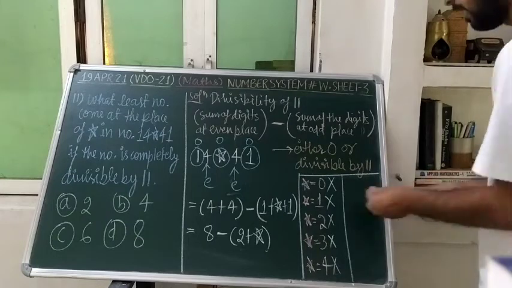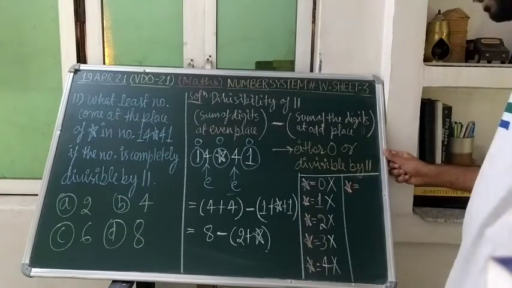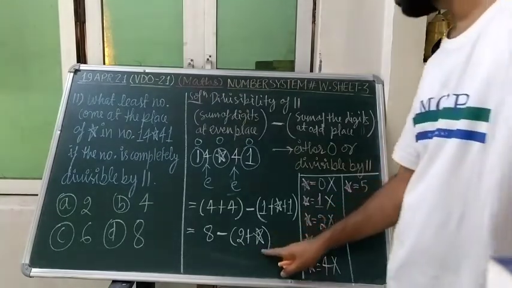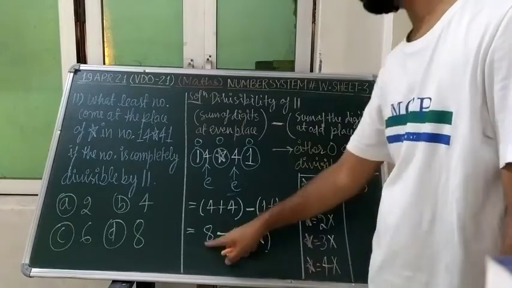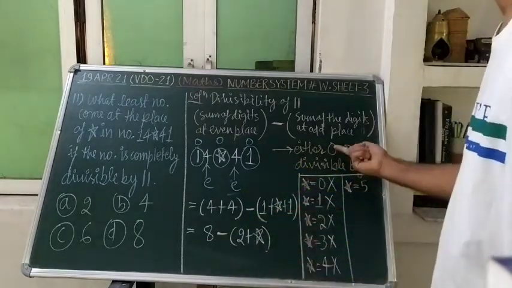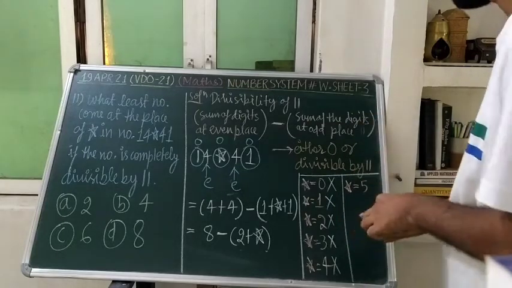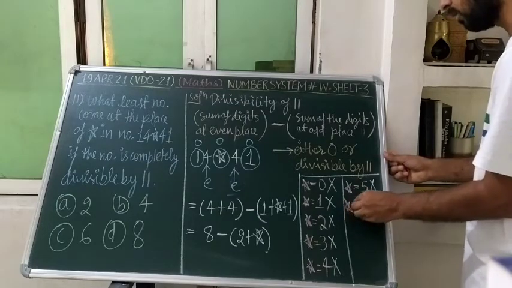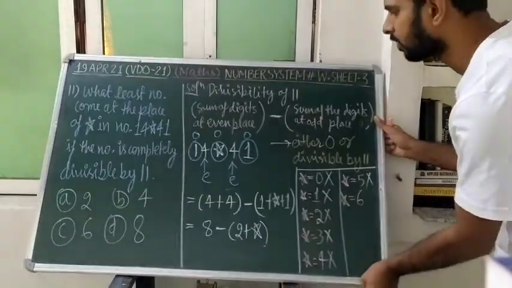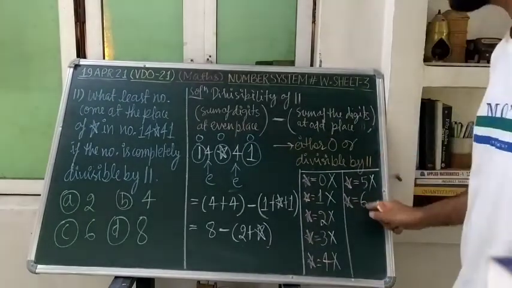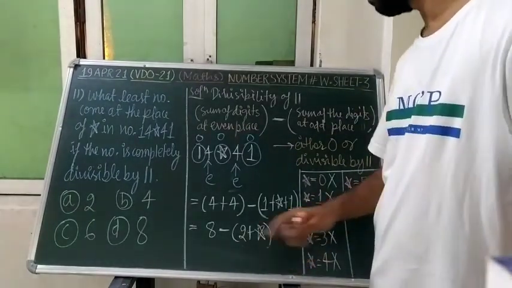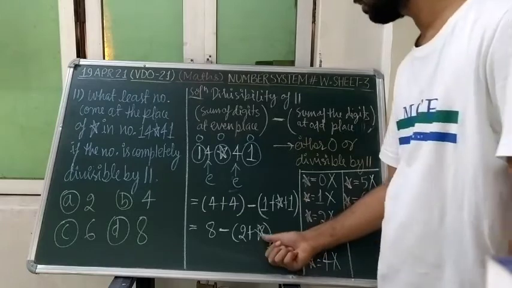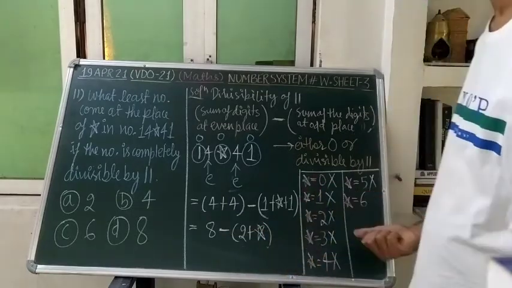And next we can select star as 5. So when you put this 5 here, 5 plus 2, 7 will come. 8 minus 7, 1 will come. 1 is neither equal to 0 nor divisible by 11. So 5 also we can't select. We can have the next value, which is 6, and when I put this 6 here, 6 plus 2, 8 will become, and 8 minus 8, 0.